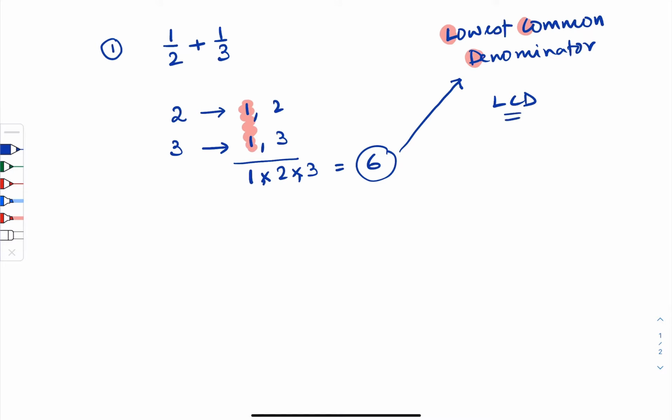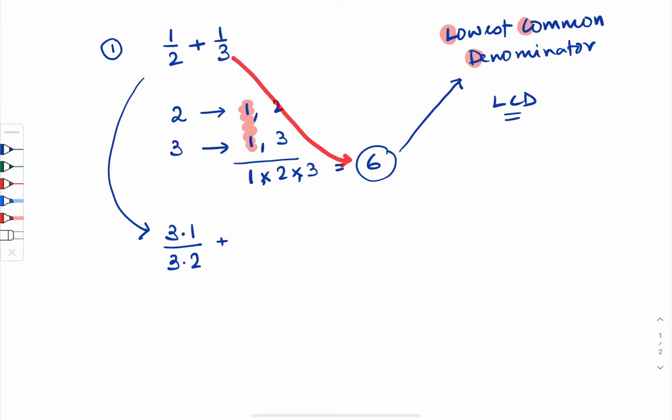Once I have the 6, the way I add the fractions is I look at the first denominator and ask myself, if I take 6 and divide it by 2, I get 3. Therefore this first fraction gets multiplied by 3. You take the 3, multiply it with the 1 on top, and the 3 with the 2 below. Then on to the next fraction. 3 goes into 6 two times, so that fraction needs to be multiplied by 2. So 2 times 1, and then 2 times 3.